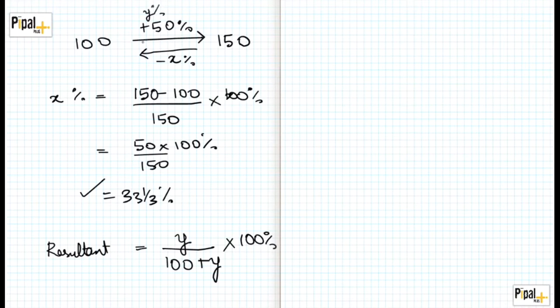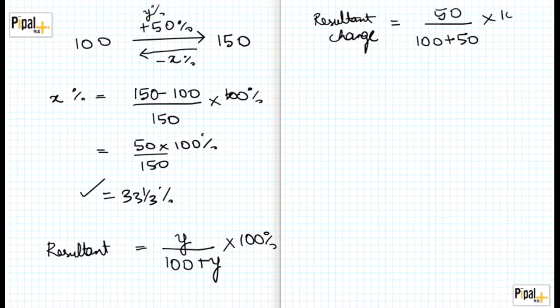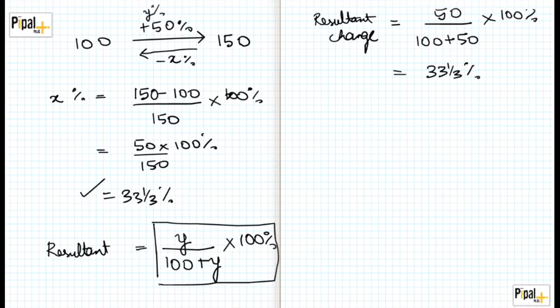So if I were to calculate for this example, my resultant change percentage would be, I increased 50% previously, then the new base has become 100 plus 50 times 100%, which gives us 50 upon 150, 33 1/3%, right? So this is the formula that we are going to use to calculate the percentage change to come back to the original point, the original starting point.